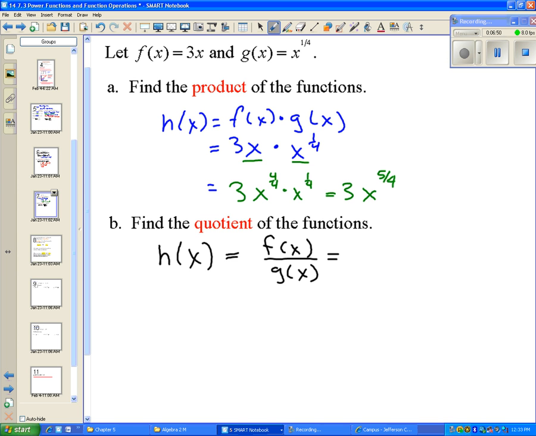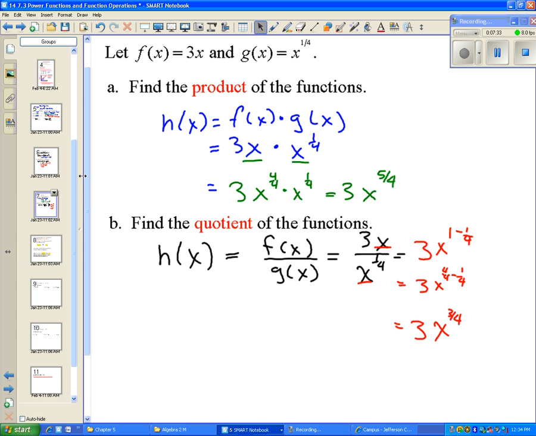Well, where f of x is 3x, g of x is x to the 1/4 power. Remember the way this works. When my bases are the same, x and x, I want to subtract my exponents. So this is 3 times x to the 1 minus 1/4. Common denominator is 4, so that 1 is actually 4/4, so 3x to the 4/4 minus 1/4. 4/4 minus 1/4 is 3/4, so this is 3x to the 3/4. That's my final answer when I subtract my exponents.